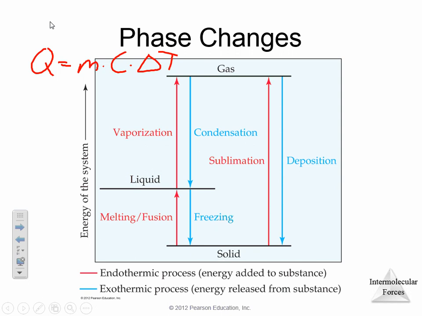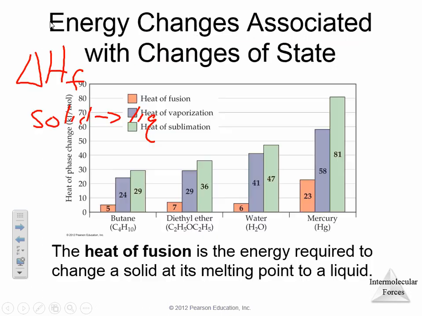Now, one thing that we are going to add, and I'll explain it in class a little bit more too, is the idea of these heats of change of phase. We're going to talk about three types of heats, so-called. We're going to talk about HF, which is the heat of fusion, or the enthalpy of fusion. That's the amount of energy required to go strictly from a solid to a liquid. So keep that in mind.